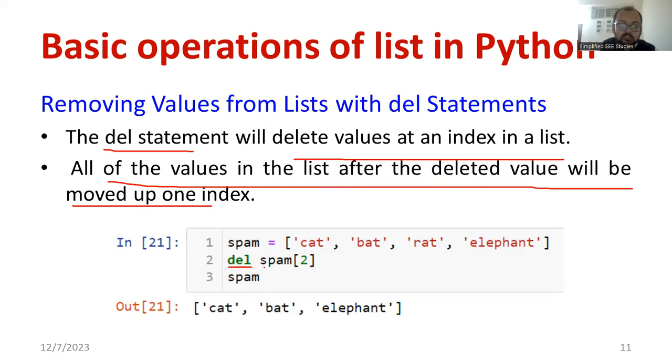For example, DEL spam[2]. First you identify where spam[2] is: 0, 1, 2, correct? This we have to remove. So I would like to remove rat. As you can see, the third item, that means index 2, will be deleted. The rest of the items will be printed here. The new list will be cat, bat, elephant because rat is going to be deleted. Why? Because I have used the DEL statement. That is the importance of the DEL statement.